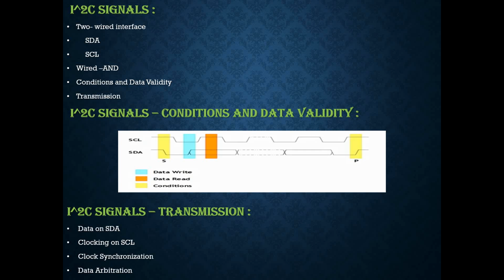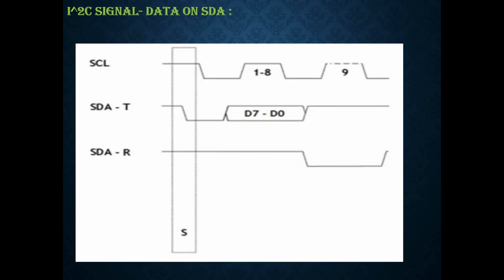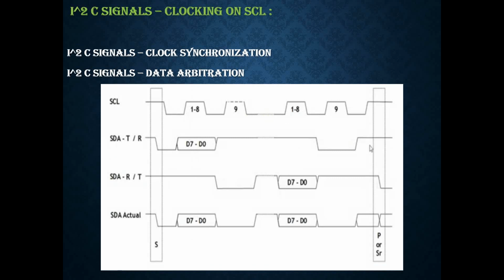In the diagram we see the start and stop condition and the data validity. I squared C signal transmission involves data on SDA, clocking on SCL, clock synchronization, and data abstraction. These are the processes in I squared C signal transmission. Now see the data on SDA. This diagram represents how data is carried on SDA. Then clocking on SCL, the clock synchronization and data process.